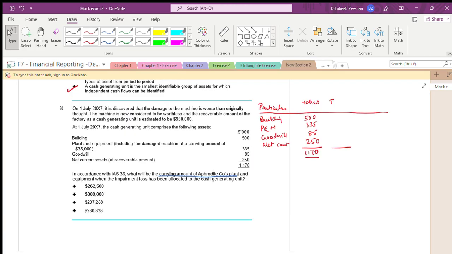Carrying amount, impairment, recoverable amount. This is the carrying amount, this is the impairment, and this is the recoverable amount.